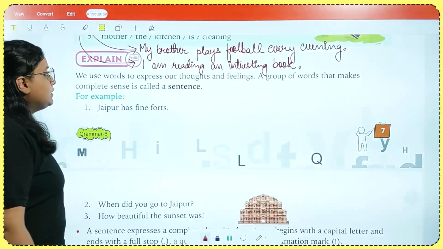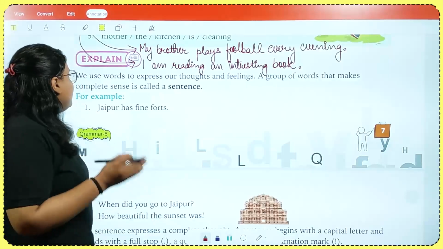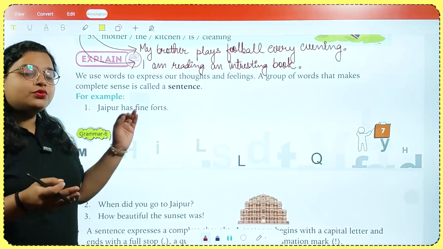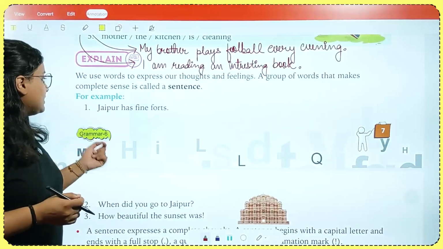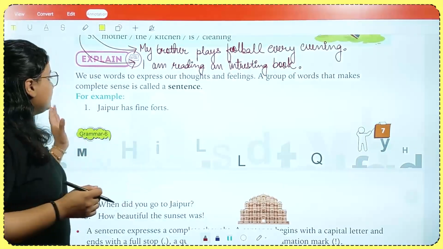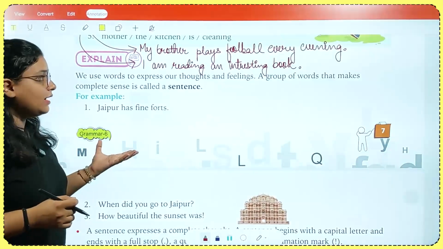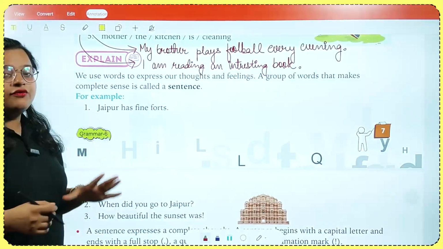Explain. We use words to express our thoughts and feelings. A group of words that makes complete sense is called a sentence. A group of words that makes complete sense, what did we call it? We called it a sentence. For example, Jaipur has fine forts. Now this sentence is making complete sense to us. What do we understand from it? We understand that there are very good forts in Jaipur.